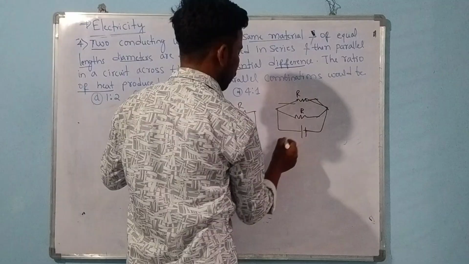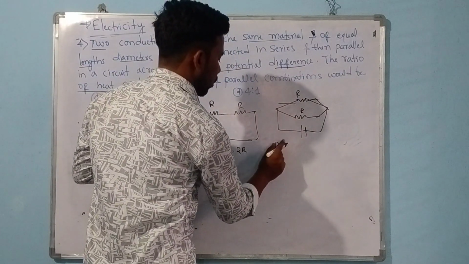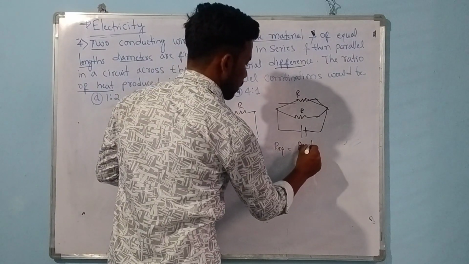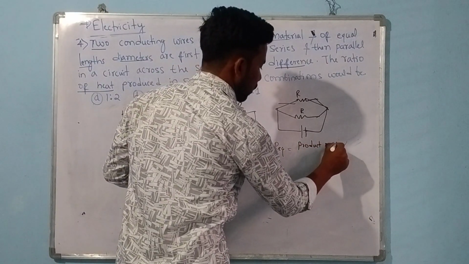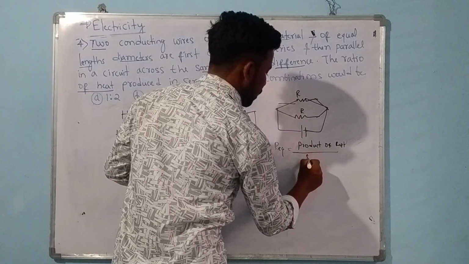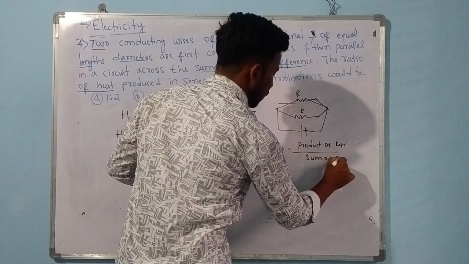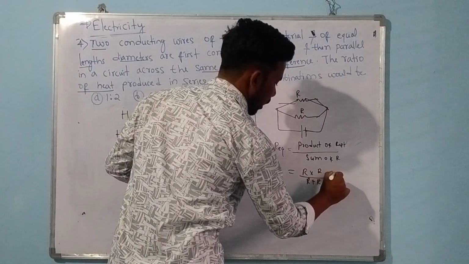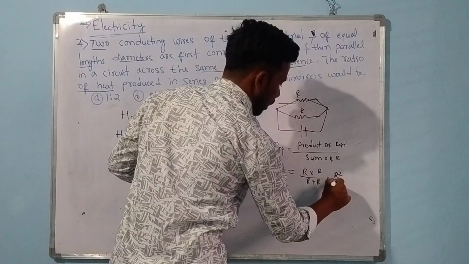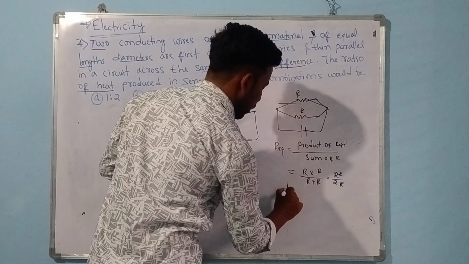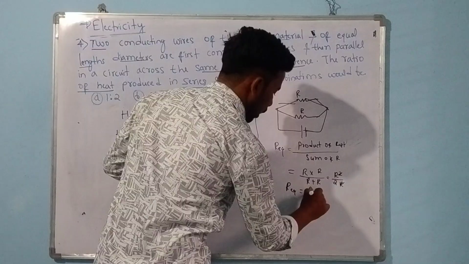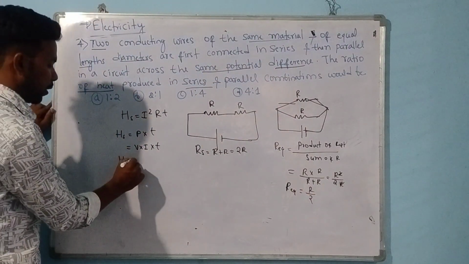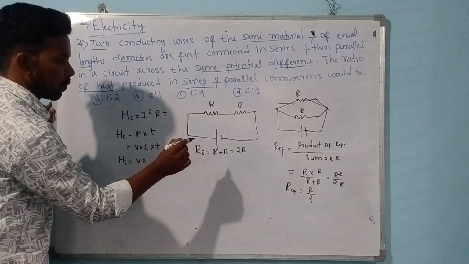So R equivalent is equal to what? Product of resistances divided by the sum of resistances. That is R into R divided by R plus R, which is R squared over 2R. One R gets cancelled, and R equivalent here is equal to R by 2. So from this, heat generation is equal to V, with V constant.